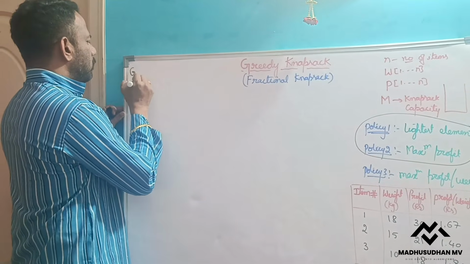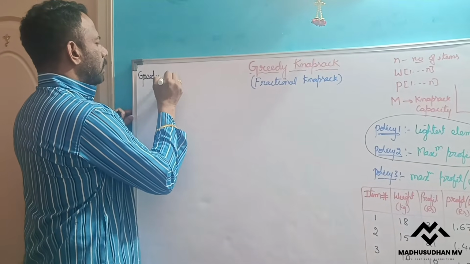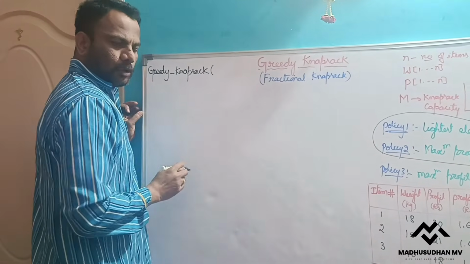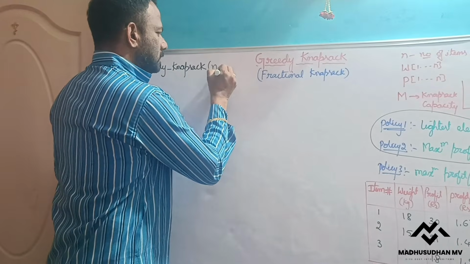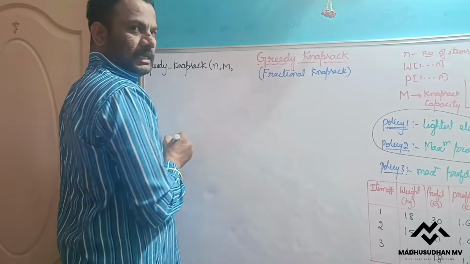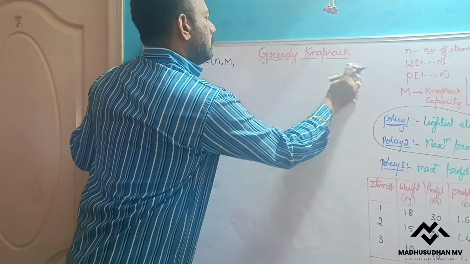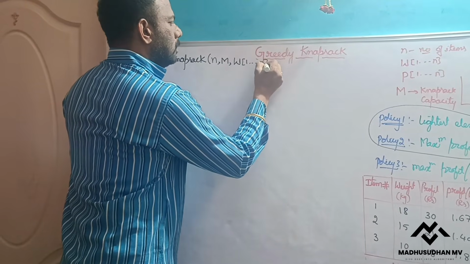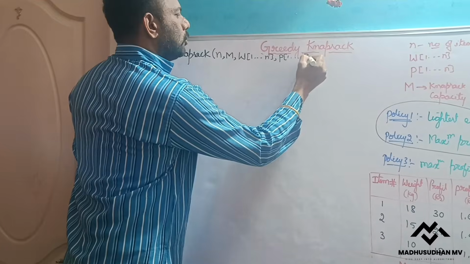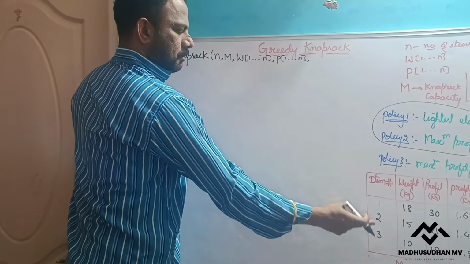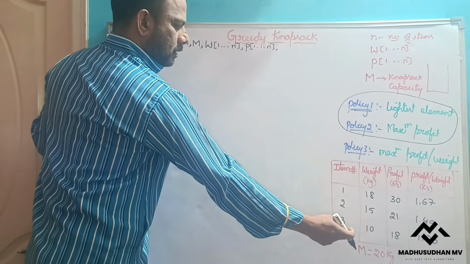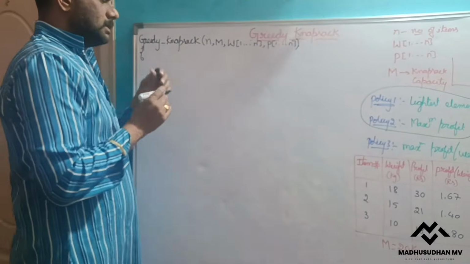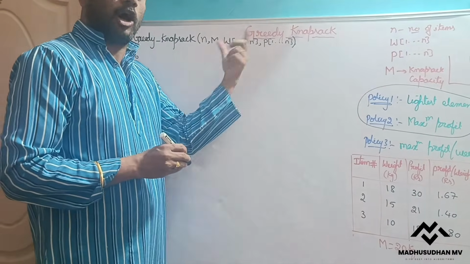So as usual, I'll give some name called greedy_knapsack. The parameters to be passed are the number of elements n, the maximum knapsack capacity m, and then the weight of the objects, that is array 1 to n. Then the profit of n items, 1 to n, and that's it. Number of items, weight, profit, maximum knapsack capacity. That's the parameters to be passed. Now, what is the input? These are the inputs. What is the output?